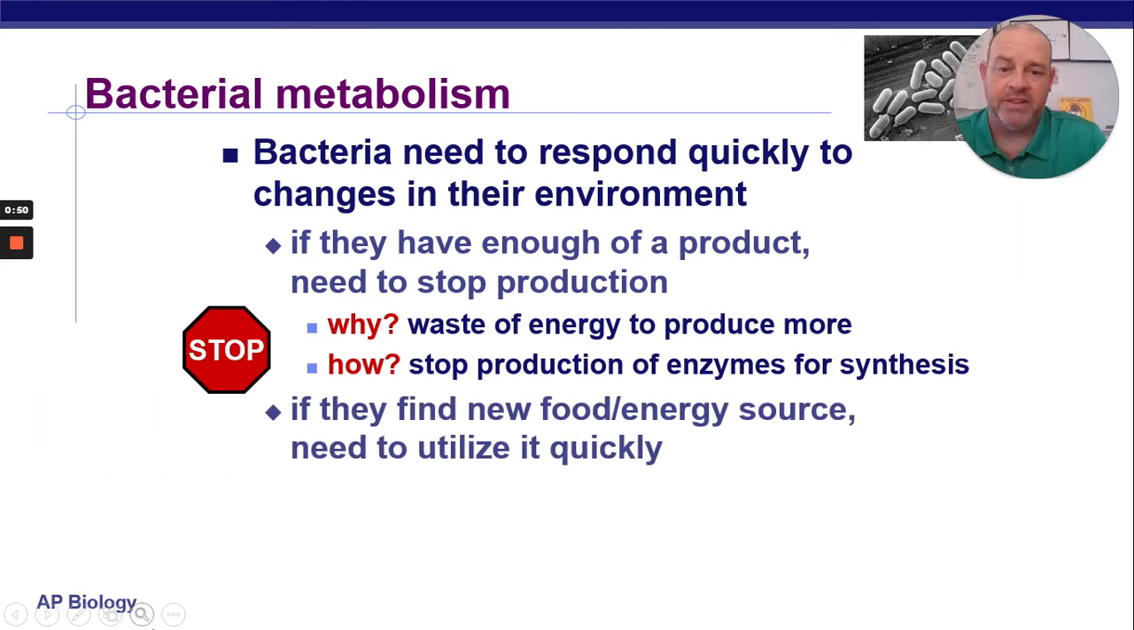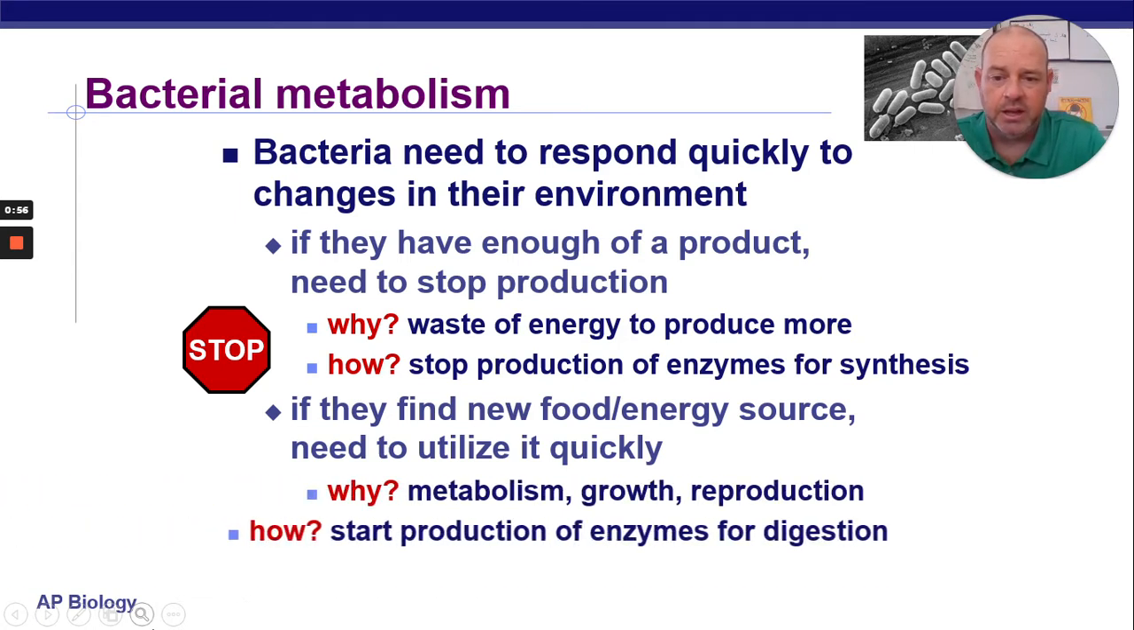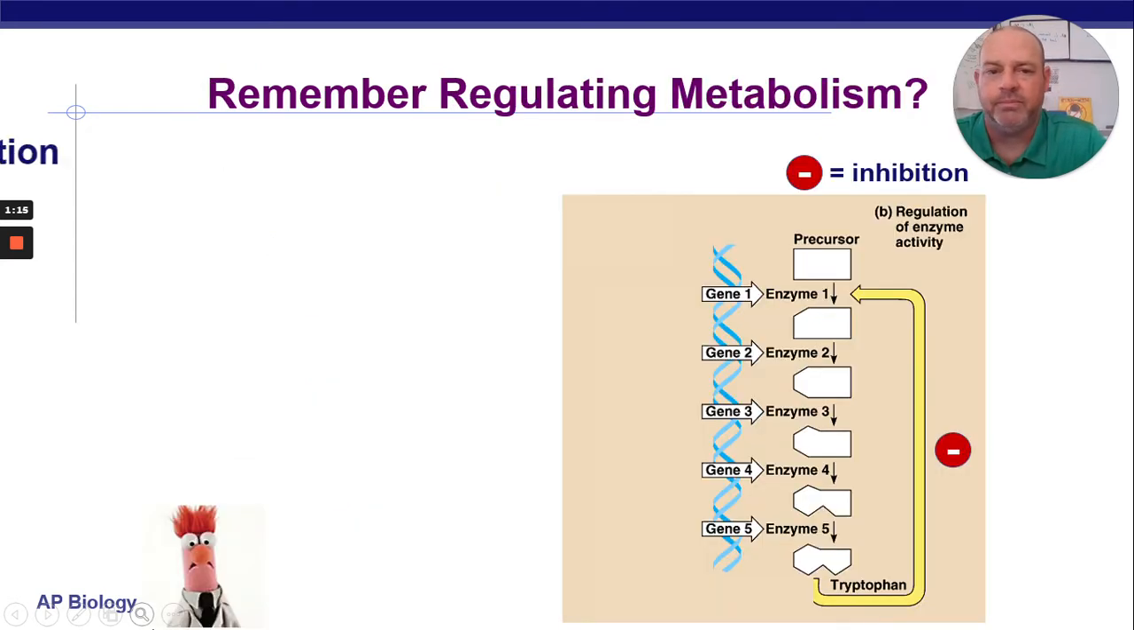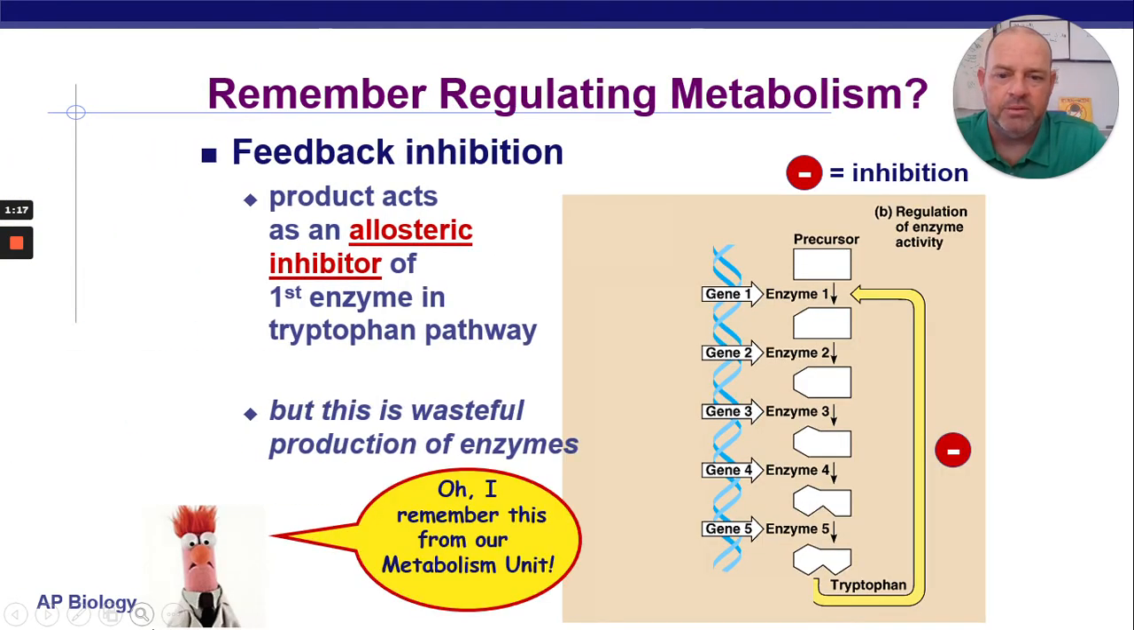So, if they find a new food, a new energy source, and they need to utilize it quickly, then they better turn things on, right? They better make things go, and they're going to have to interact with that food or that energy source very quickly, use their metabolism. They use it for growth and reproduction, and they will start production of enzymes for digestion of that food source. Okay, so this is an old slide.